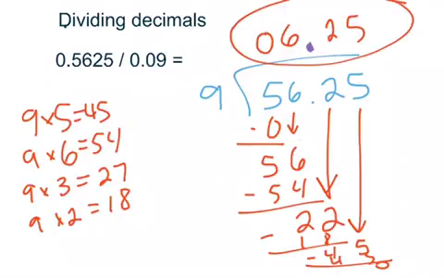Again, the key to division with decimals is getting your divisor to be a whole number, which you do by doing to the inside what you do to the outside, and bringing that decimal straight up for your answer.